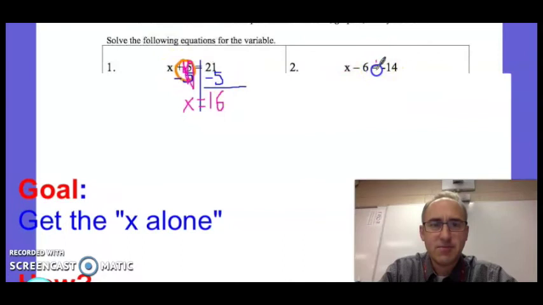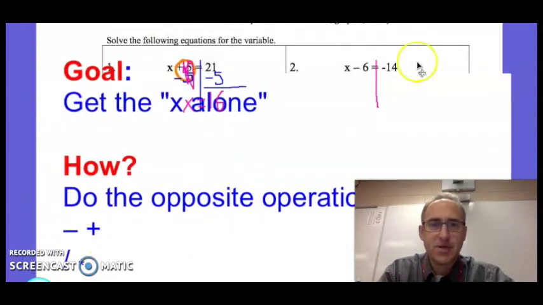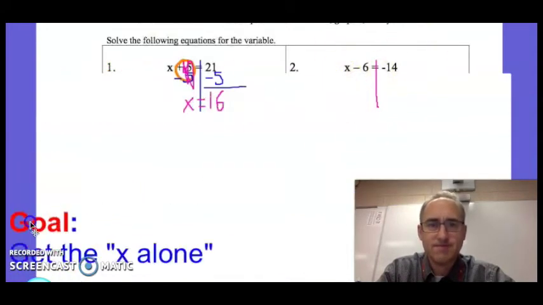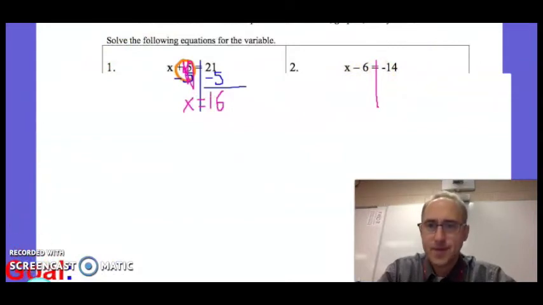Now let's try number 2. Again, our goal is to get x alone. How do we do that? That's right. We do the opposite operation. What's going on in this problem? How do we get x alone? Yes, the opposite of negative 6. What's the opposite of negative 6? Positive 6. So we're going to add 6 to both sides.